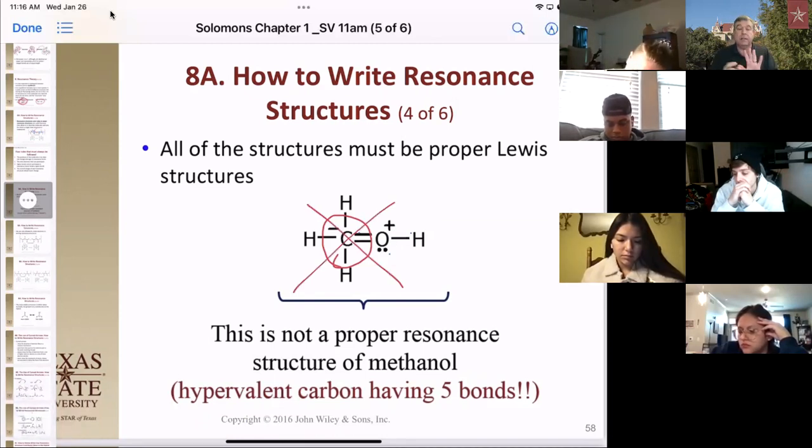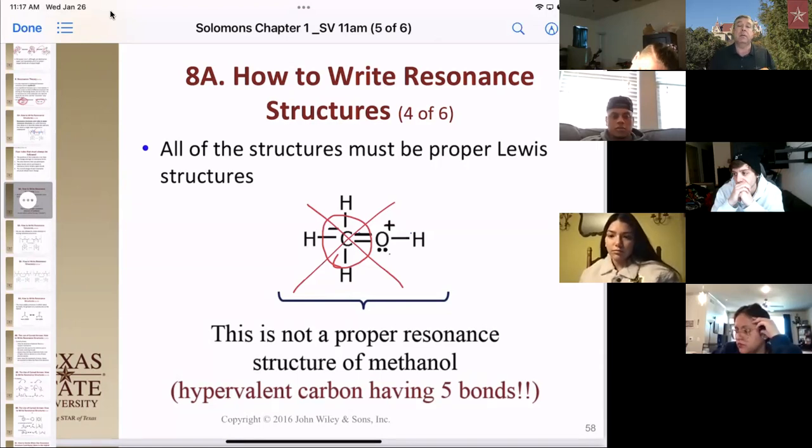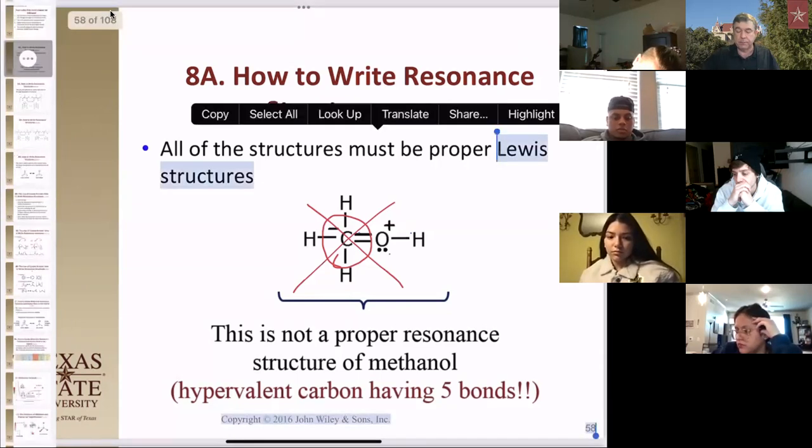So even though it balances out to 0 charge and most of the atoms follow our octet rule, or hydrogen with 2, the carbon does not follow the octet rule. So it's not a valid structure. So we have to eliminate that from our possible resonance structures.